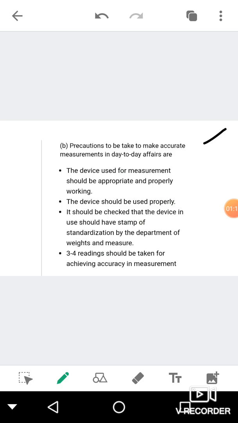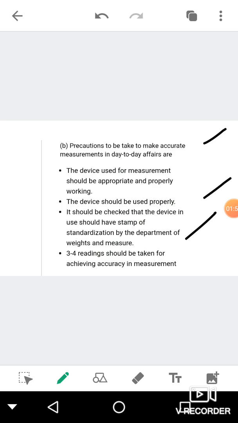Answer: the device used for measurement should be appropriate and properly working. Whatever device you are using should be of appropriate value and should work properly. Number second, the device should be used properly. The device that you are handling should be handled properly. Number third, it should be checked that the device in use has a stamp of standardization by the Department of Weights and Measures. That should have a stamp, which is given by the government.